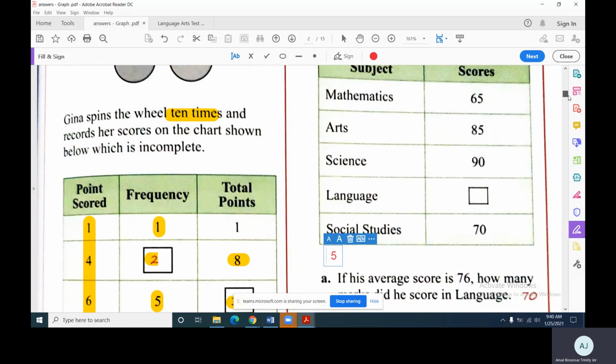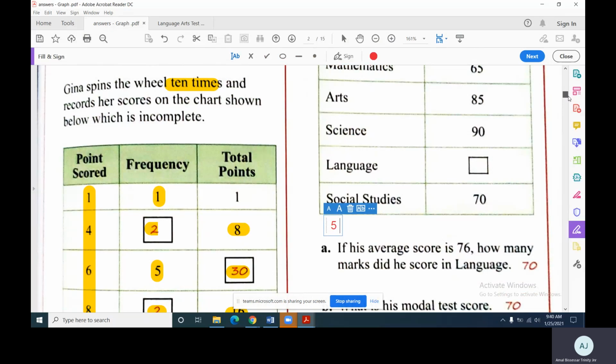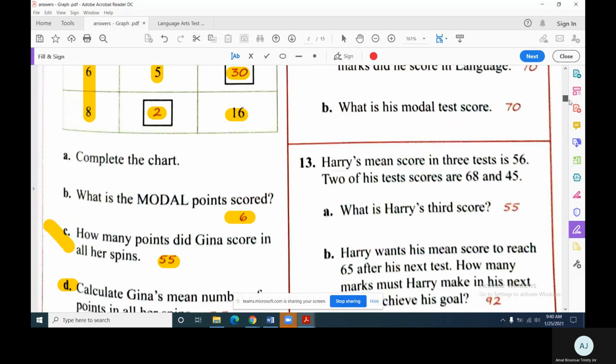So what is the mode? The mode will be 70 because language is 70, social is 70. 70 comes up twice.